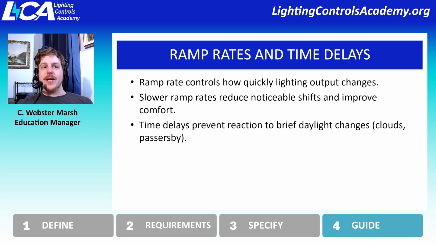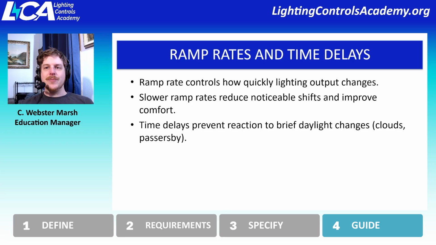So, you might have a time delay of 30 seconds, and in that 30 seconds, it basically goes, okay, I see that there's a change. We're going to wait 30 seconds and see if that change stays or goes away. And if it goes away within those 30 seconds, nothing happens. But if it stays, then we're going to go into our deadband, then we're going to go into our ramp rate, and eventually that change will happen.